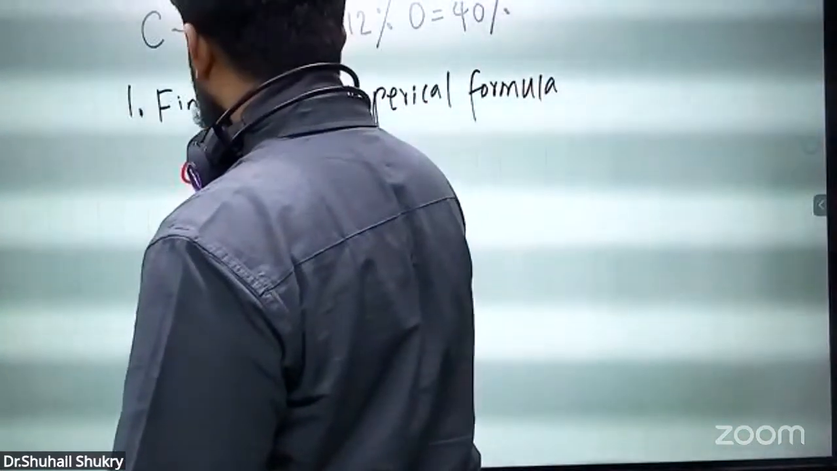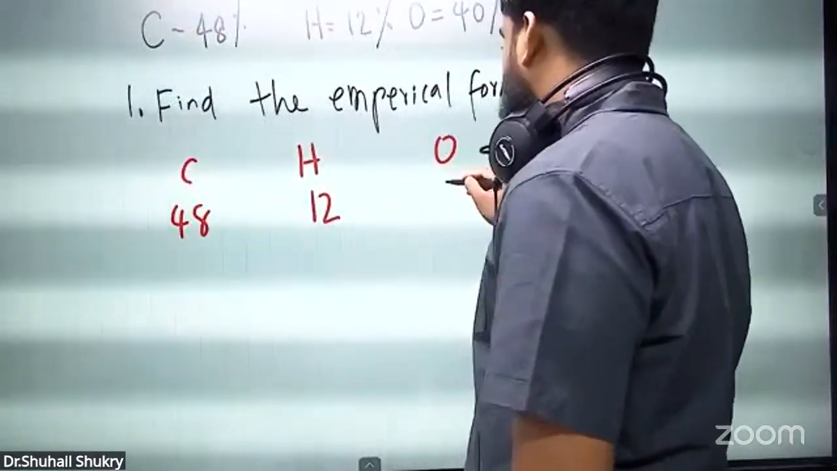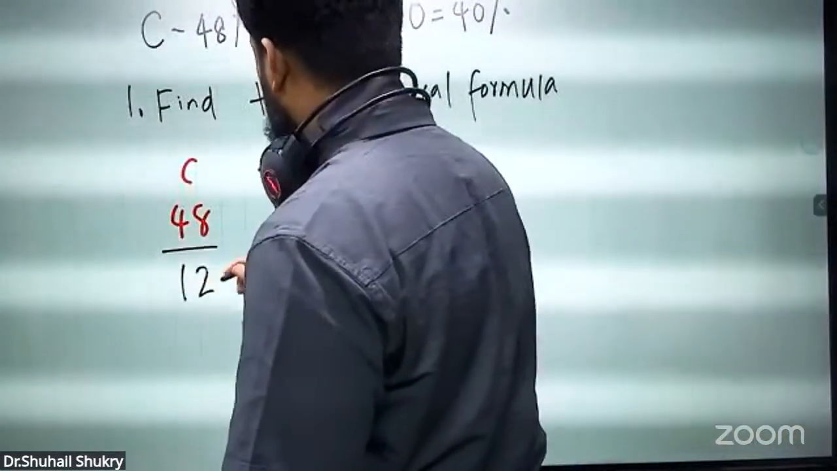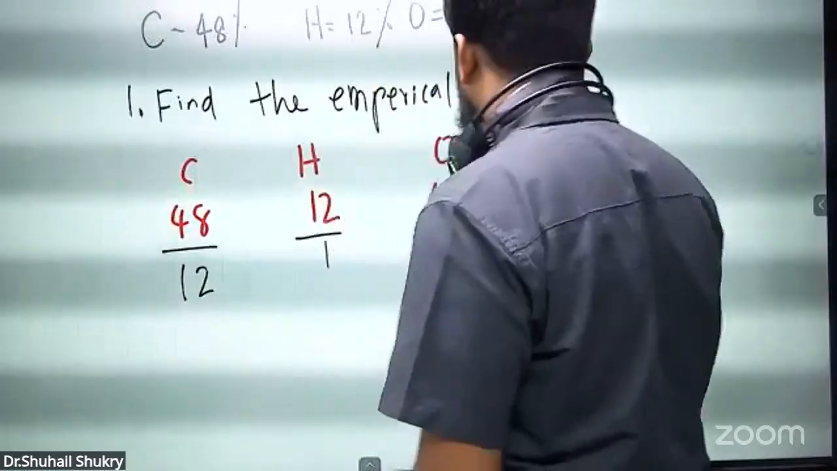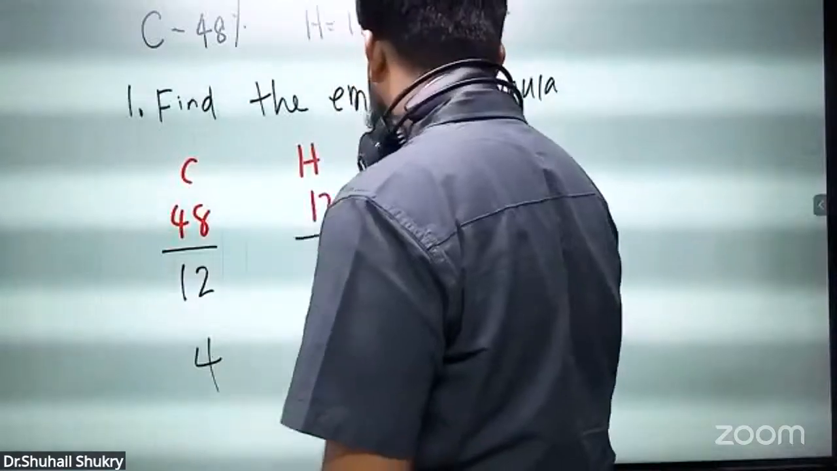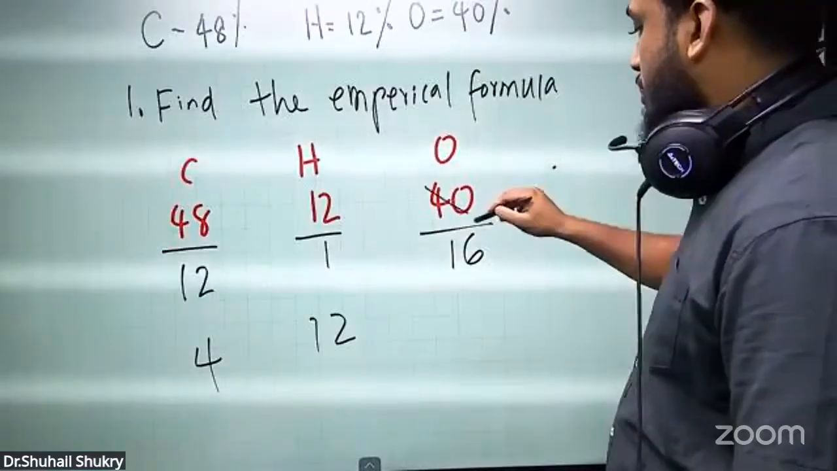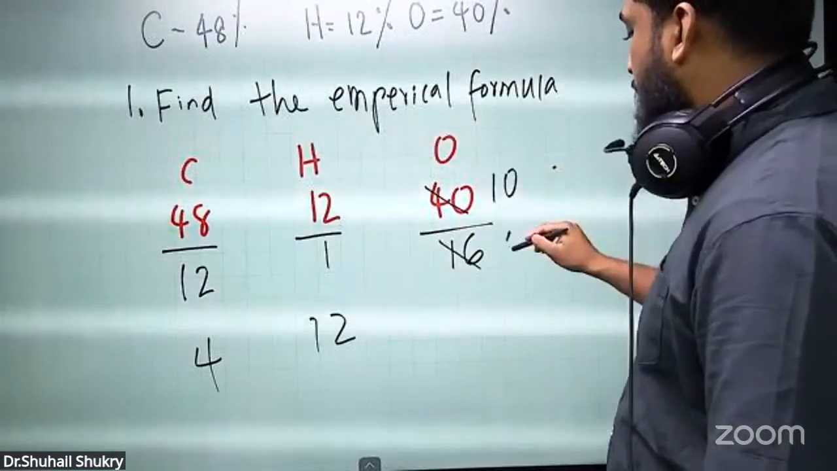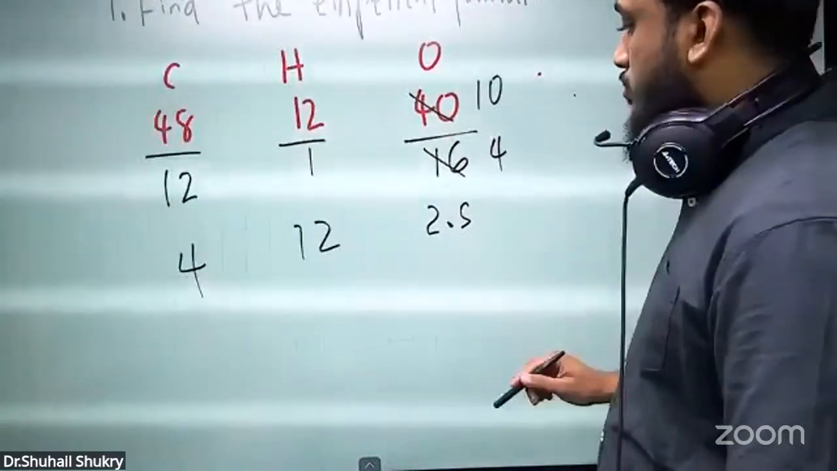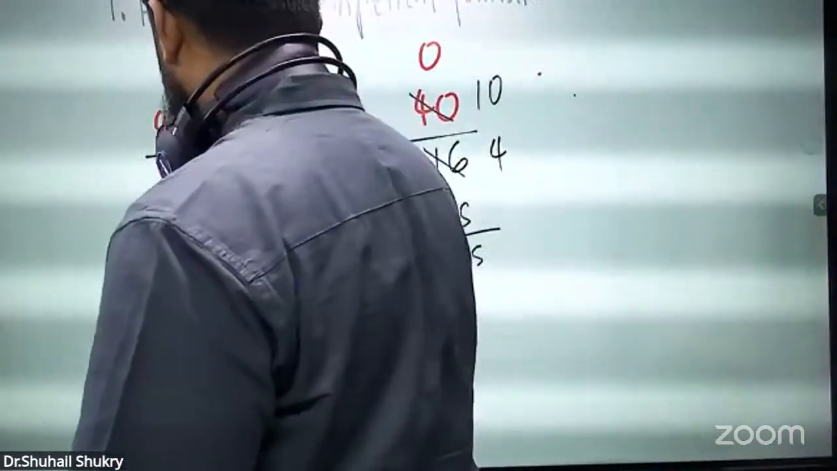Now, you have to get the empirical formula. For carbon, you have 48, hydrogen 12, oxygen 40. Then you have to divide this by their relative atomic mass from the RAM. If you divide this, you get 4 here, you get 12 here. 40 divided by 16, but if you can simplify, simplify. 40 and 16 simplify by 4, then 10 divided by 4 is 2.5. Then divide by 2.5 for each.